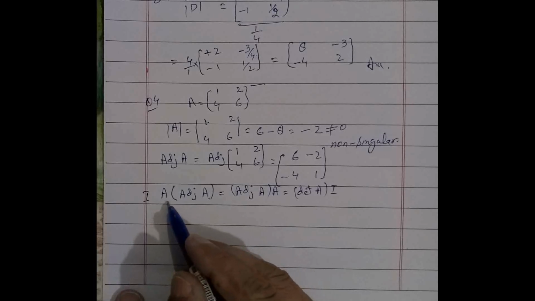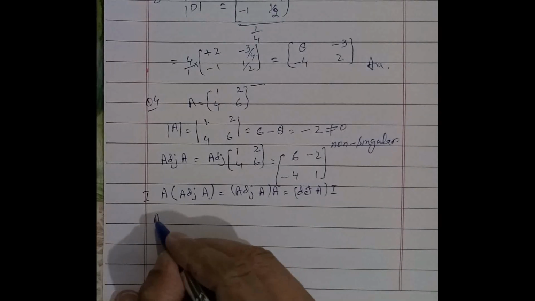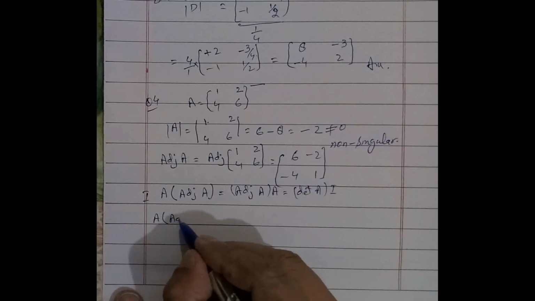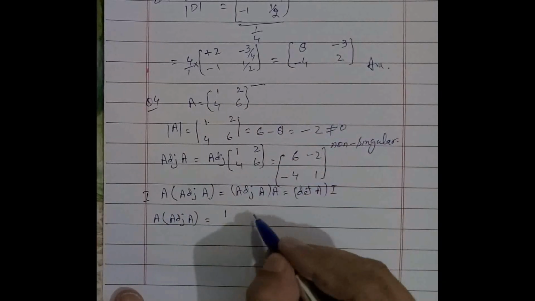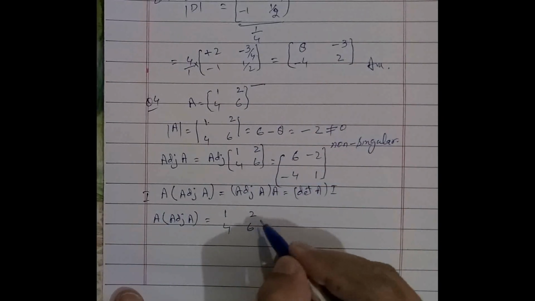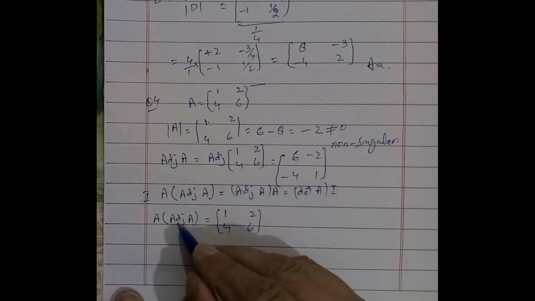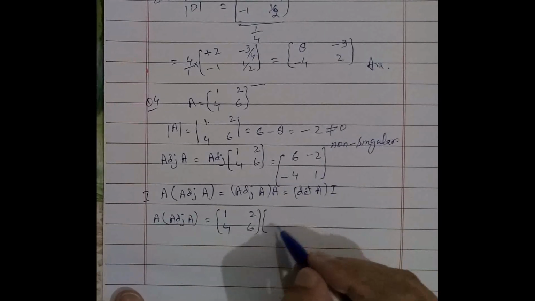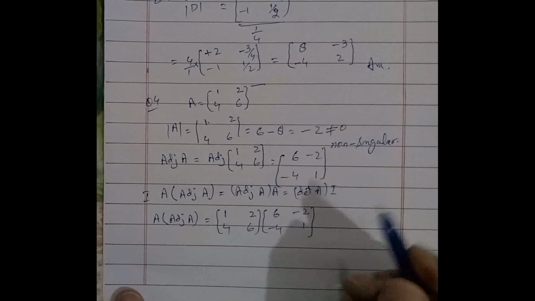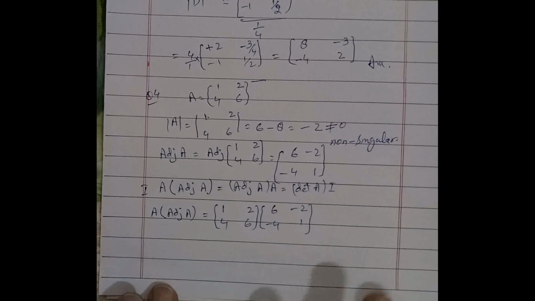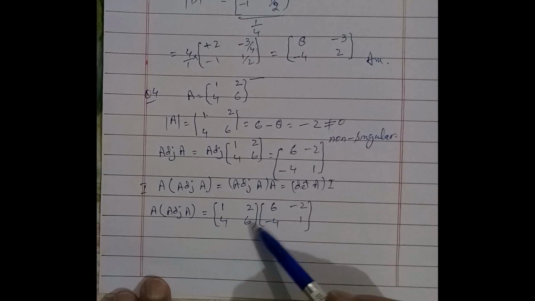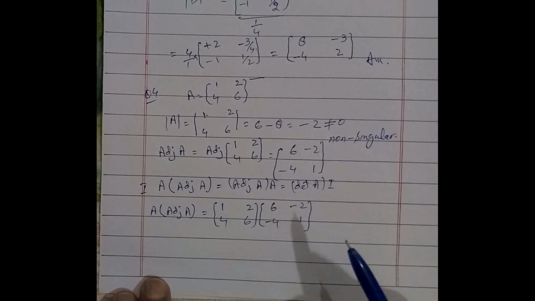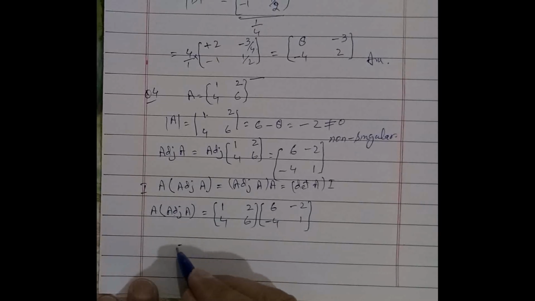First we calculate A into adjoint A. A matrix is 1, 2, 4, 6 and adjoint of A is 6, minus 2, minus 4 and 1. We multiply both these matrices. First the rule, the number of columns is equal to the number of rows. They are both equal, so we can multiply it.